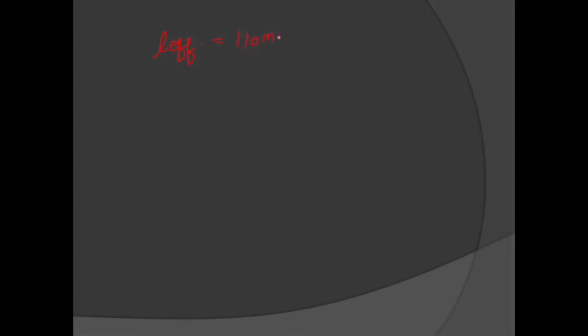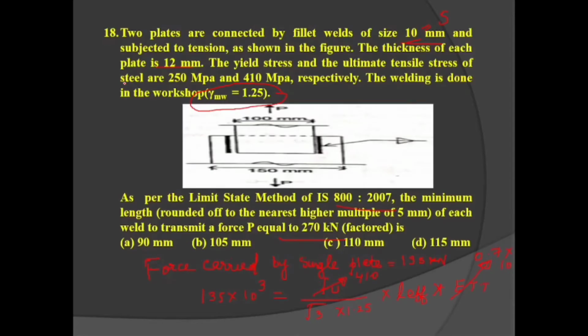110 mm is our answer, because the examiner asked us to calculate the value of the effective length in multiples of 5, not the rounded value. So our answer is 110 mm. That is our simple calculation.